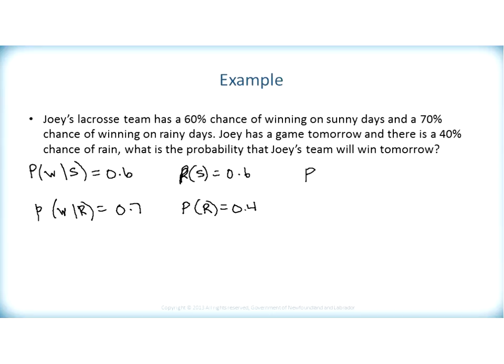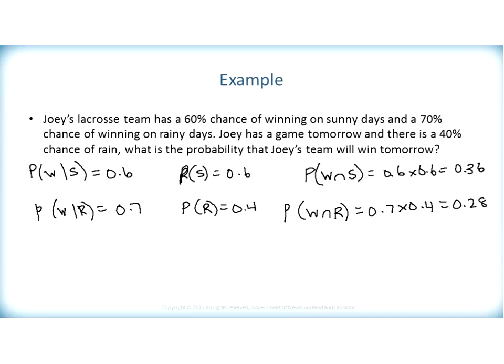Now Joey's team can win when it's sunny, and his team could win when it's raining. So the probability that he will win and it's sunny will equal 0.6 times 0.6, which equals 0.36, or 36%. And Joey's team could also win when it's raining. So the probability of Joey's team winning and it's raining is equal to 0.7 times 0.4, which is equal to 0.28, giving us a total of 0.64.